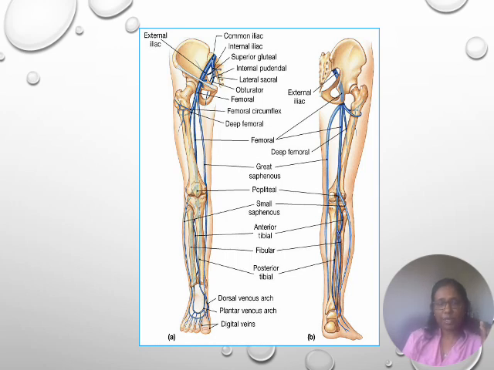These superficial veins, that is great and the short saphenous vein, are interconnected to the deep veins via communicating channels which are called as perforators.